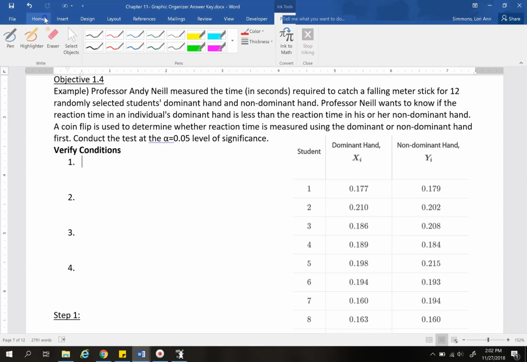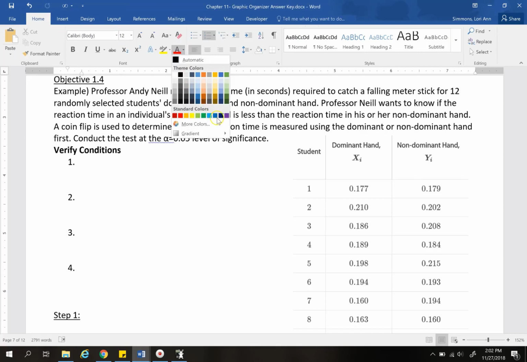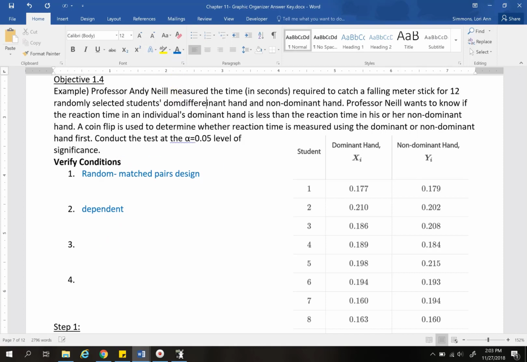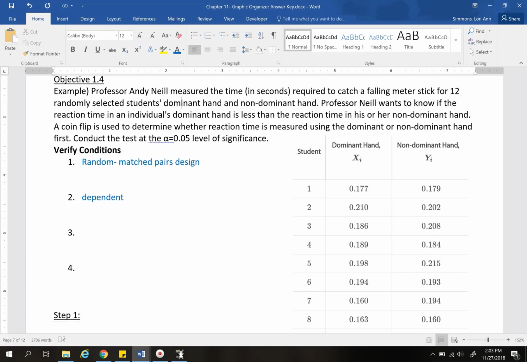So the first criteria or condition was to be random. We're flipping a coin, so that's random. And it is a matched pairs design because we have your non-dominant hand, and then your dominant hand. Second condition needs to be dependent. It is dependent. Then we need to, step 3, check that the differences need to be normally distributed.